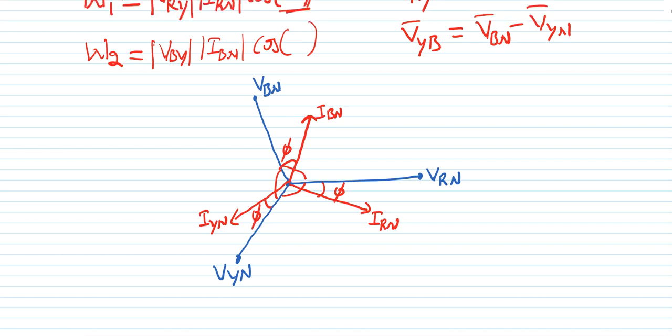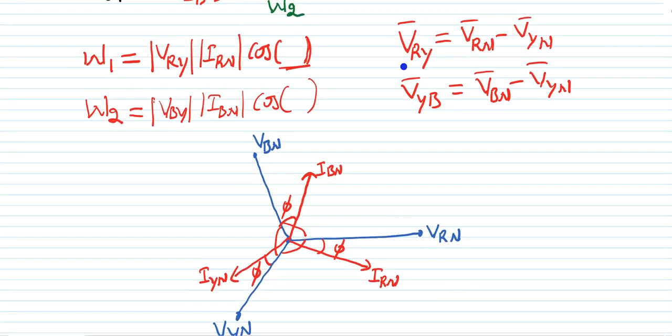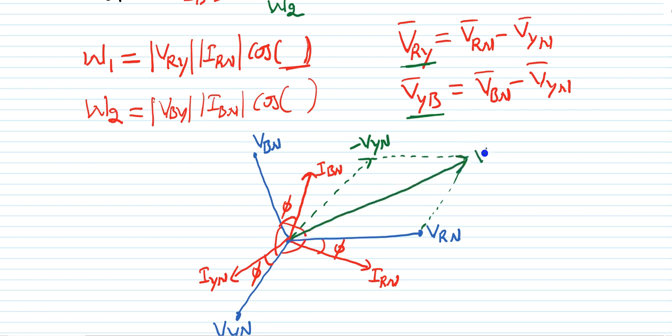After showing this, I want to draw these two line voltages. Here it is minus VYN, so I have to shift VYN by 180 degrees. This is minus VYN, coming like this. After getting this, I can add these two values, and this is my VRY. You can see the angle between them is 60 degrees, and this angle is 30 degrees. These are the angles between all the vectors here.